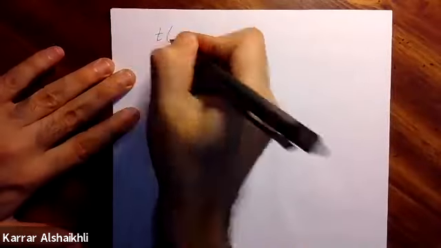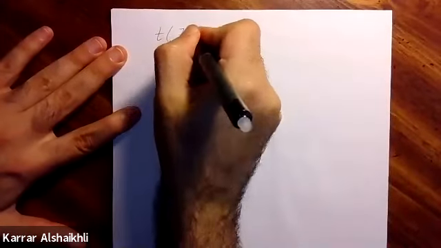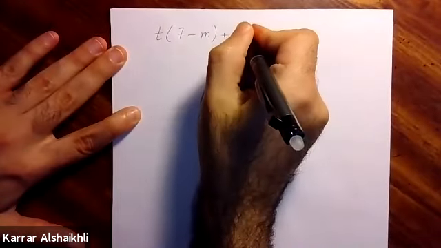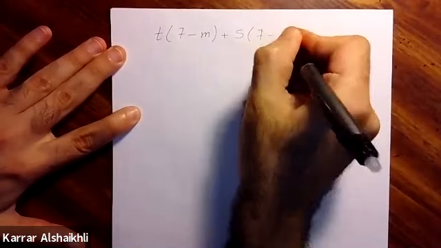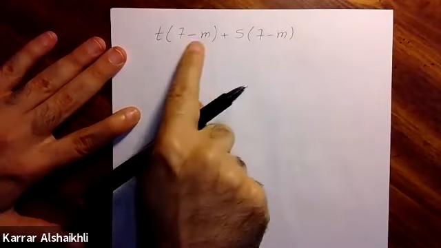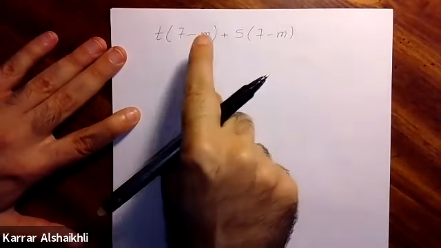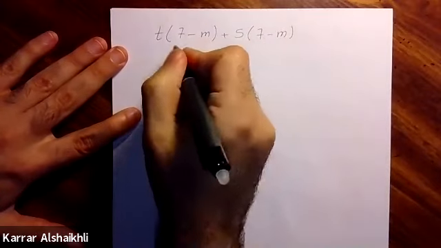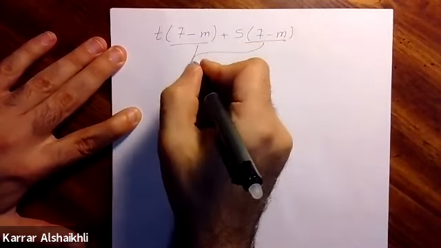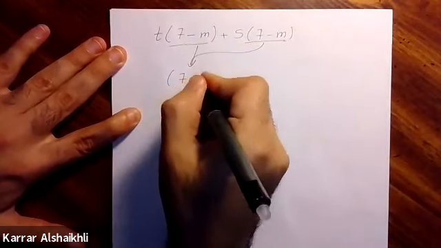Let's do another example, or 2 more examples. If you have t parentheses 7 minus m plus s parentheses 7 minus m. Check here. The first thing I'm going to look at in this example, the parentheses, I have 7 minus m, 7 minus m, exactly the same thing. So what I'm going to do, write down just one, 7 minus m.